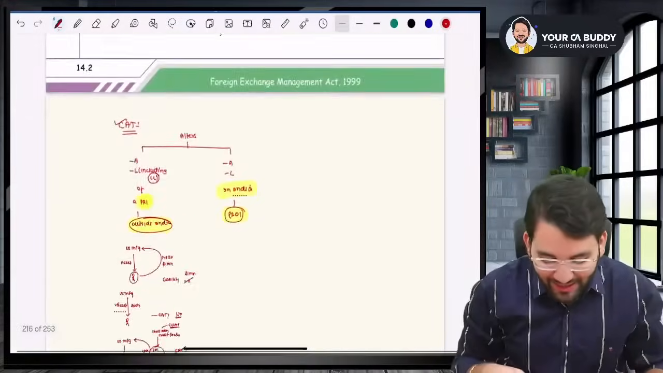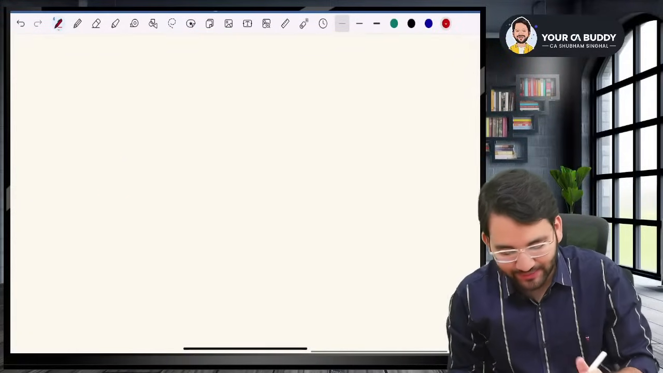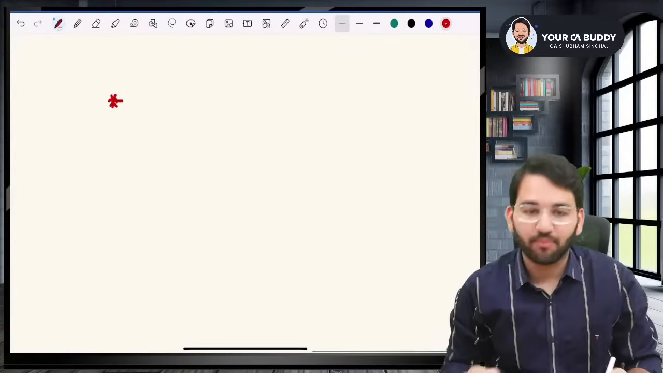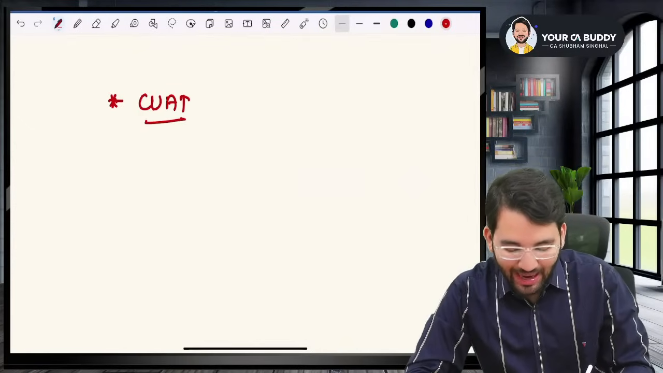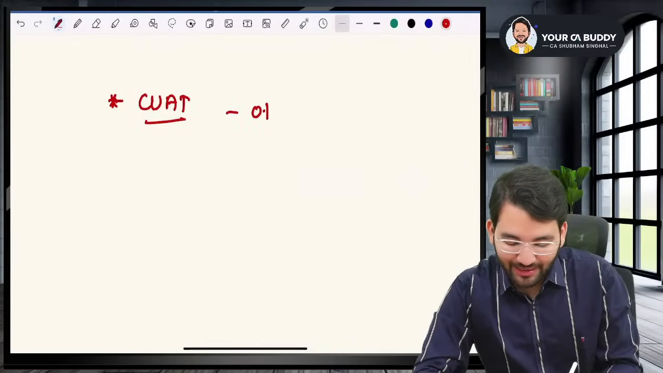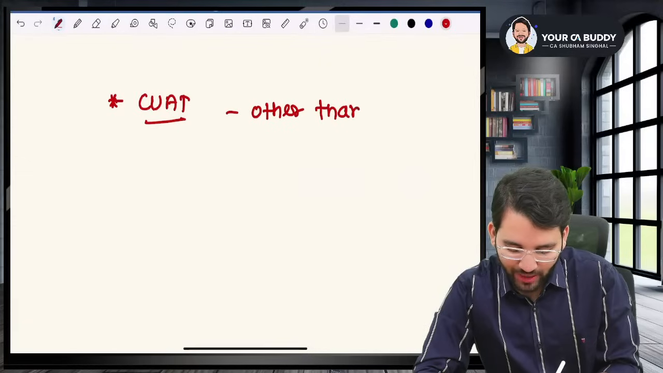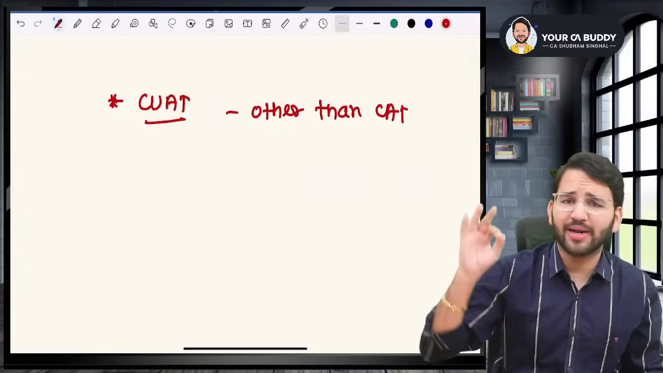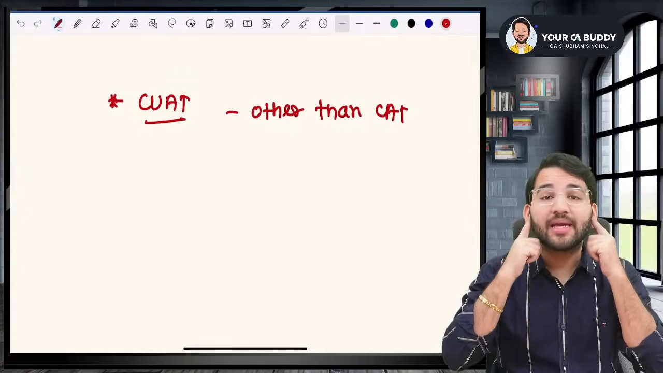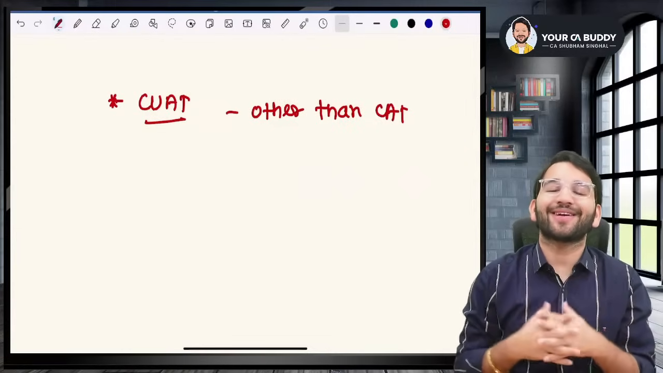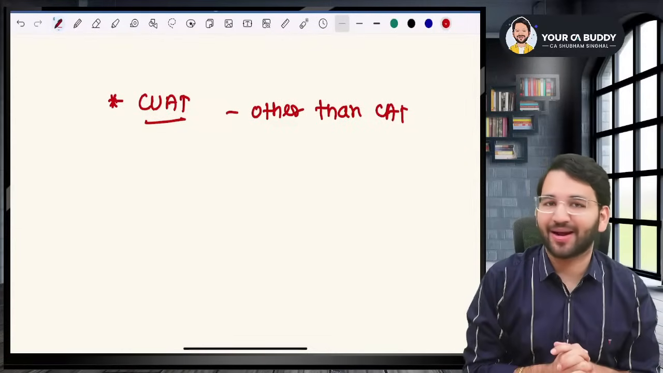Okay, now listen to me very carefully, guys. Will you listen to me very carefully? Sir, what is a current account transaction? Any transaction other than a capital account transaction. I want you to open a book and keep writing these things. The more you write, the more attention you can pay to what I'm telling you. So current account transaction means any transaction other than the capital account transaction.